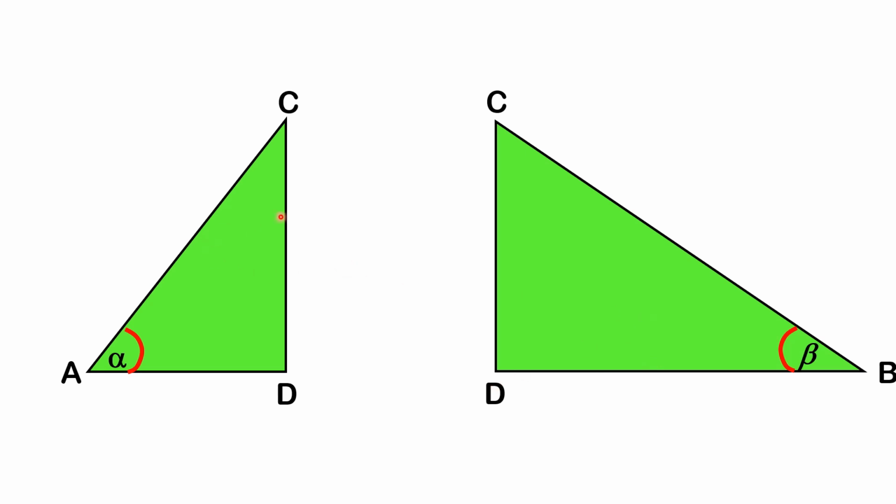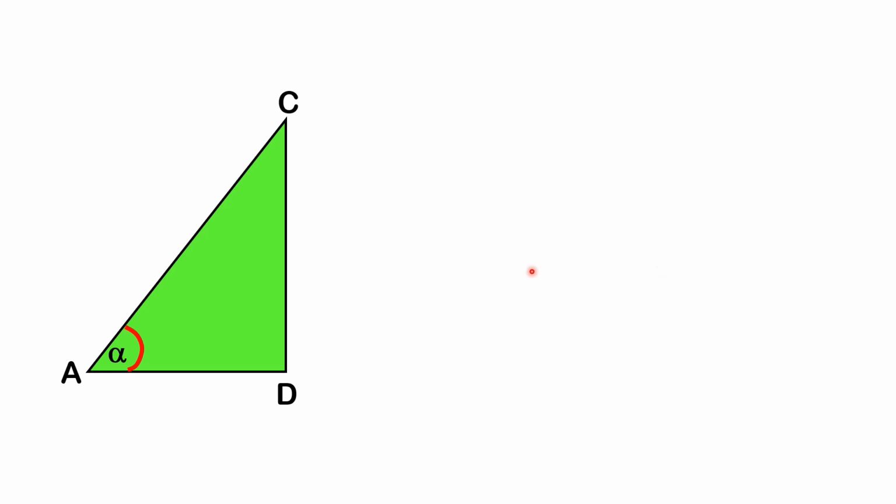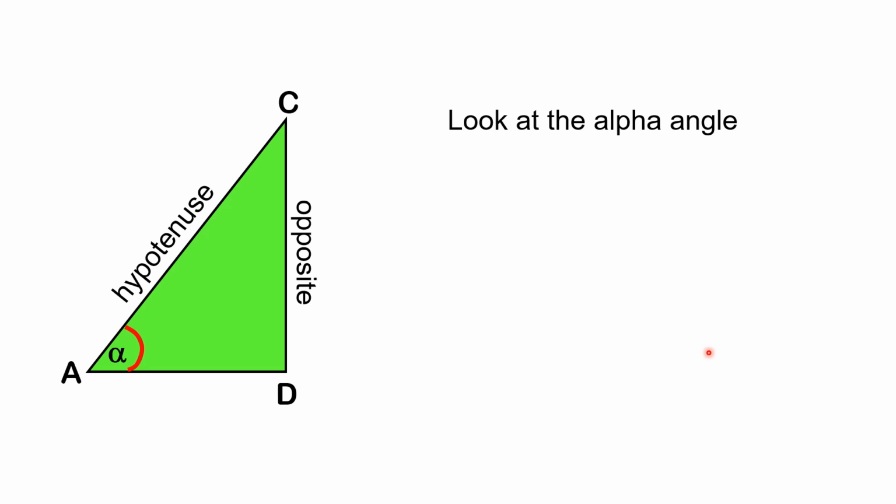There are two triangles, ACD and BCD. We take the left triangle, with the angle being angle alpha. Viewed from angle alpha, side CD is the opposite, and side AC is the hypotenuse.